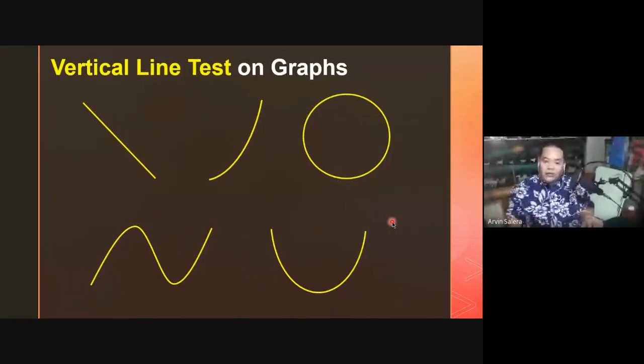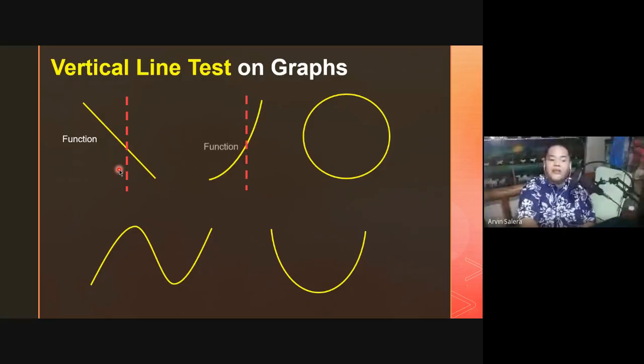Okay. Now, vertical line test. How to know whether a graph is a function. You drop a line, a vertical line, a line that stands upright. If the line intersects only once, it is a function. For example, this intersects only once, so it is a function. Okay, this intersects only once, so it is a function.